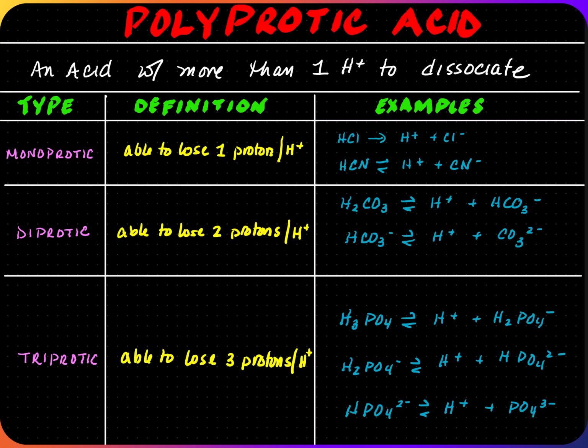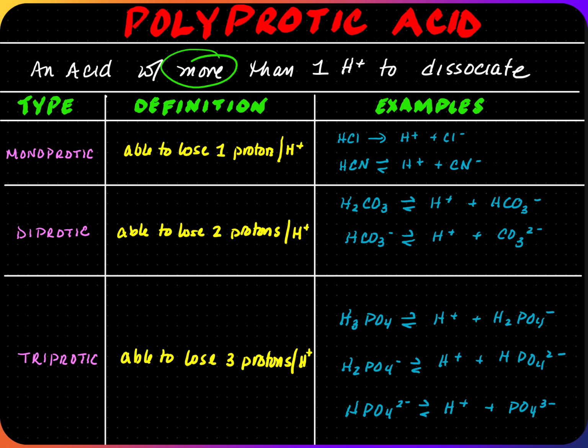Polyprotic acid is an acid with more than one H+ to dissociate, so it has more than one hydrogen ion that it could give away. There are 3 types in general. A monoprotic is one that is able to lose one proton or one H+ ion. Remember, a proton, an H+, and H3O+, the hydronium ion, all mean the same.